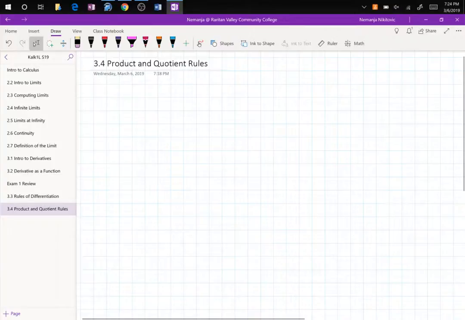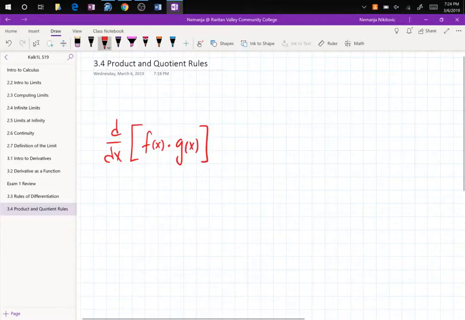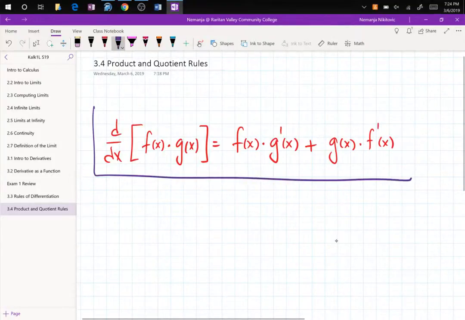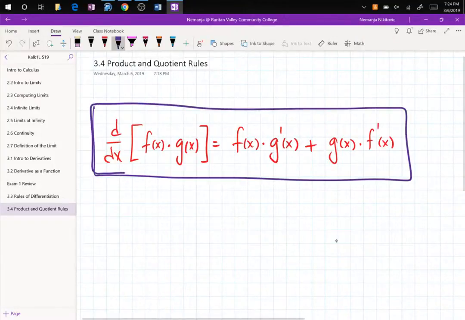So the product rule formula is: the derivative of f of x times g of x is f of x times g prime of x plus g of x times f prime of x. This is the product rule formula.